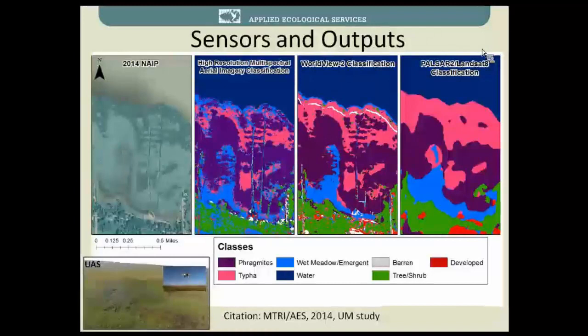WorldView is in between, where you're getting pretty nice detail on smaller stands, but you're still missing some of the smaller areas that become very critical from a management perspective, because if you miss them, they remain as a potential source for infestation. So matching the right image to your scale, budget, and the size of the targets you're trying to map are all considerations in the very beginning of assessing your plan.